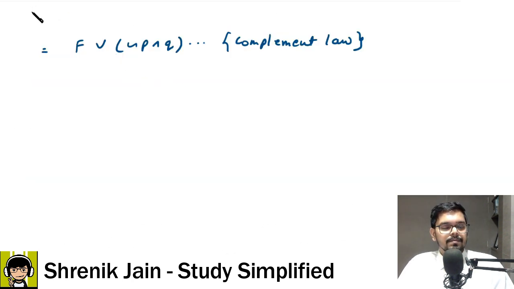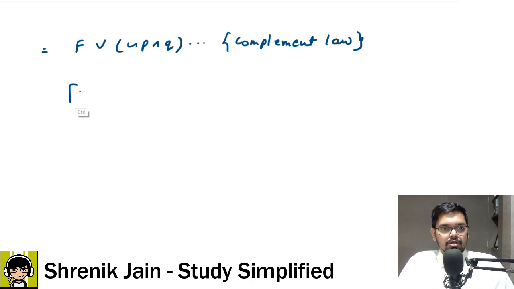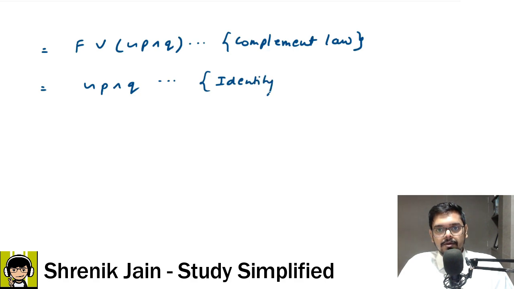So here we can see F or some proposition Q is nothing but Q, because this will be the identity law. If Q is T, then the resultant is T. If Q is F, the resultant is F. Input is becoming output, therefore identity law. Understood. So what is the answer here? The answer is negation P and Q with the help of the identity law.